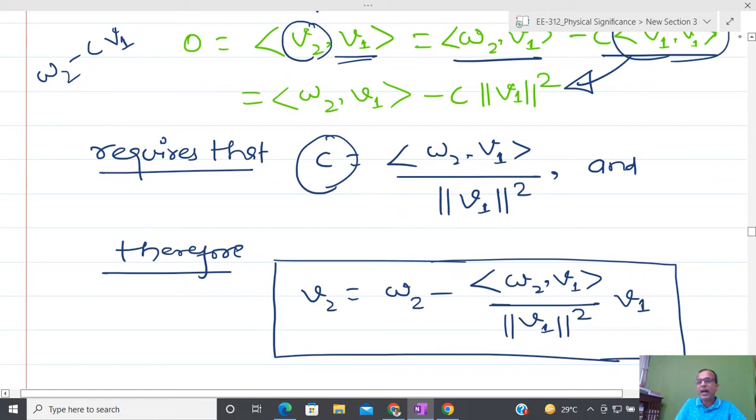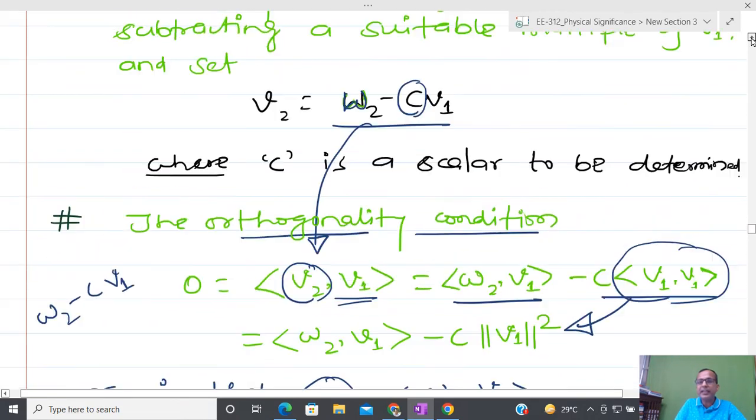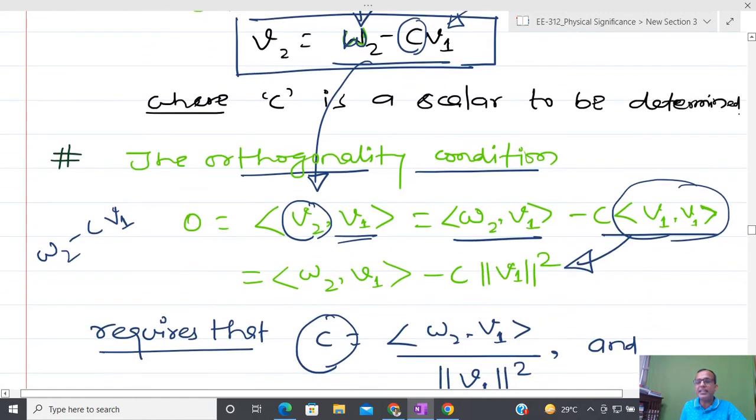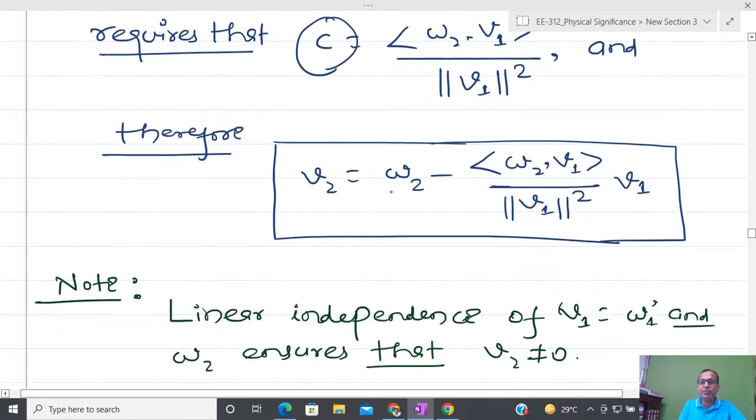Okay, so once I am able to construct C, then I can say that V2 is another orthogonal basis vector. Since I have constructed C, W2 information is given to me, and V1 I have assumed to be W1, I can easily construct V2. In this way I can construct the second orthogonal vector with the help of W2 and V1.